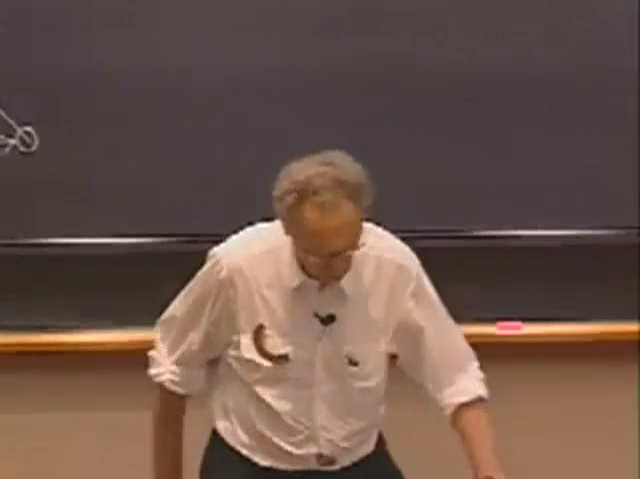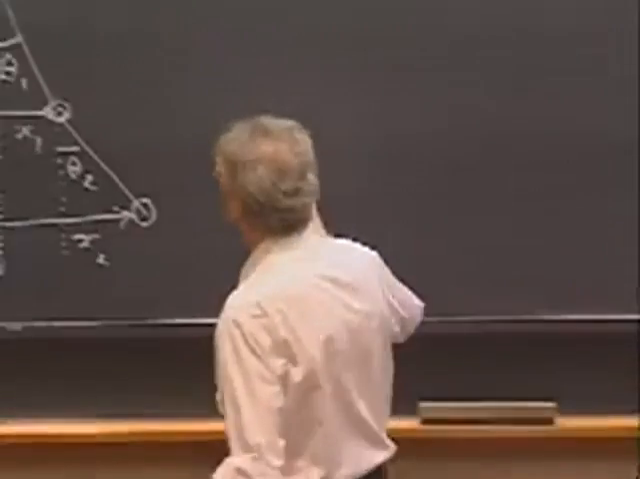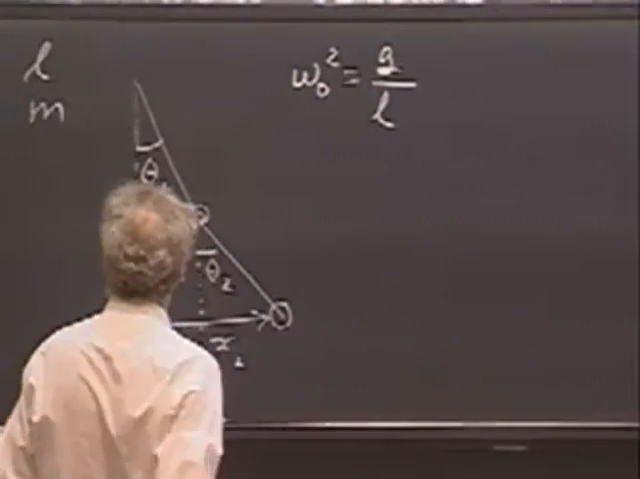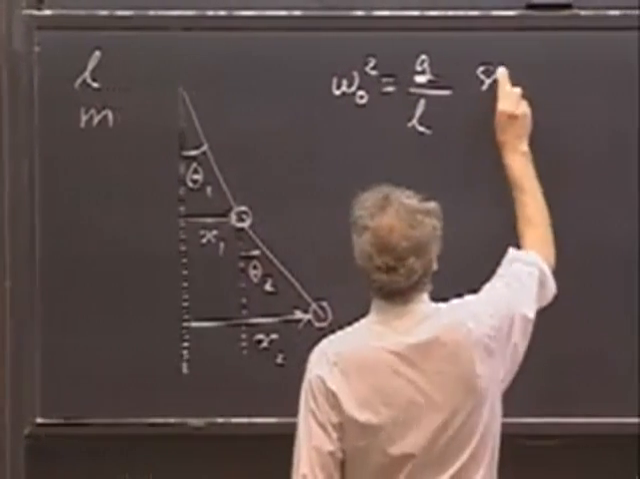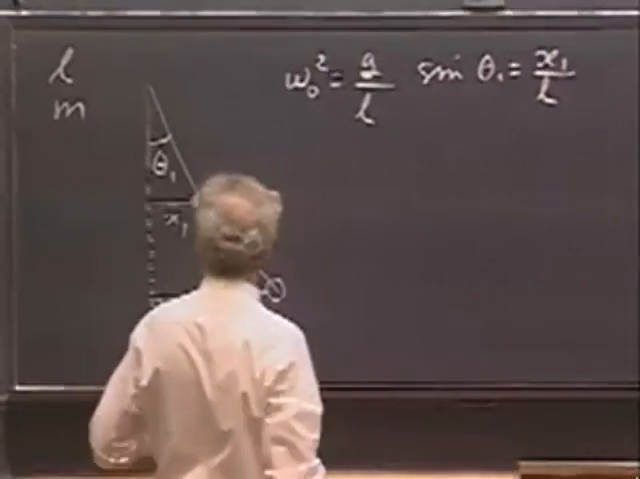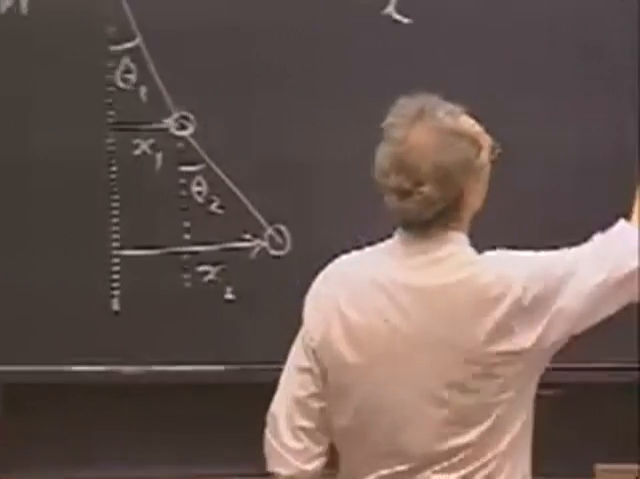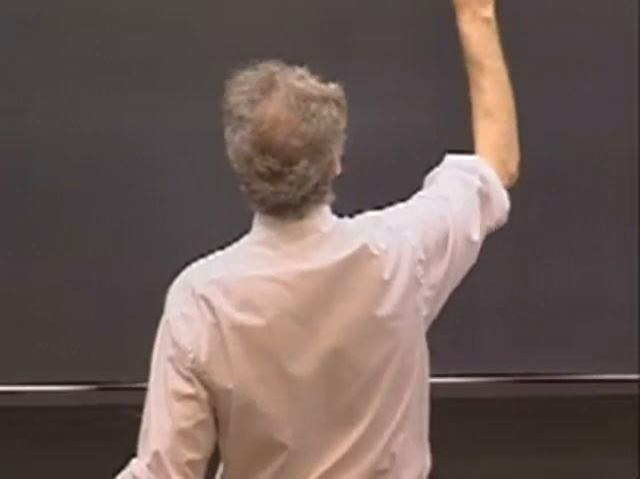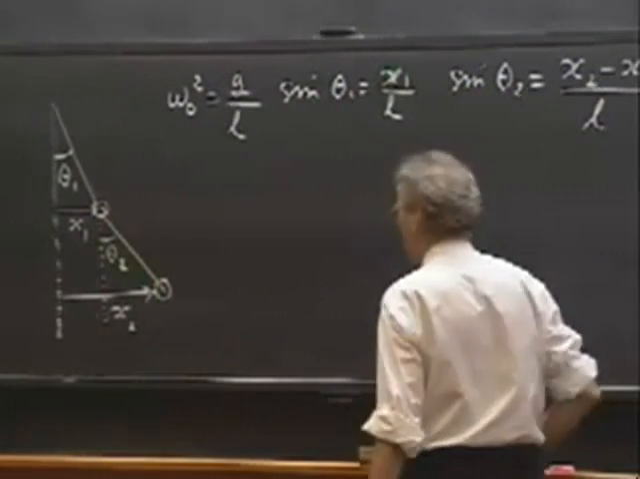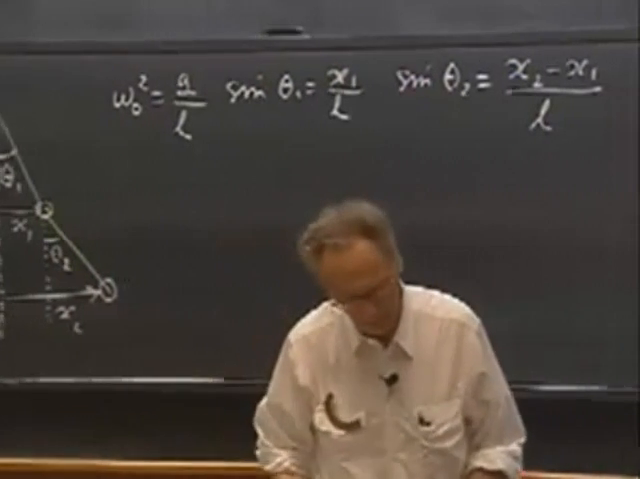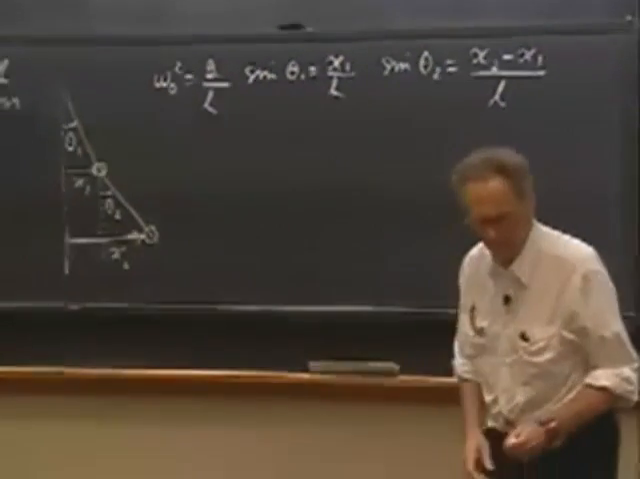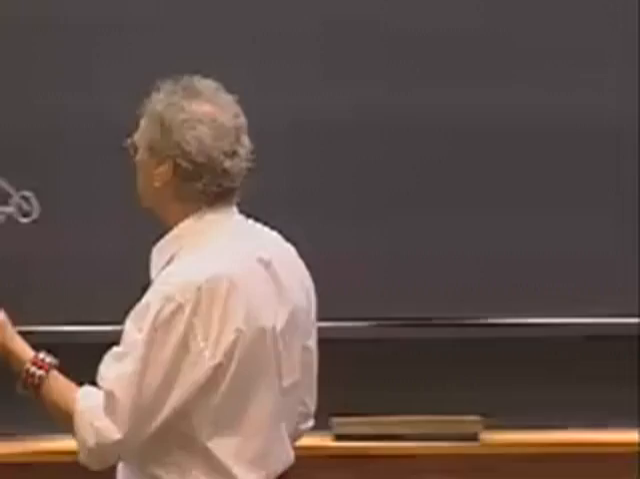I'm going to introduce a shorthand notation that omega 0 squared is g divided by L. I want to remind you that the sine of theta 1 is x1 divided by L, and that the sine of theta 2 is going to be x2 minus x1 divided by L. For small angular approximation, we do know the tensions.